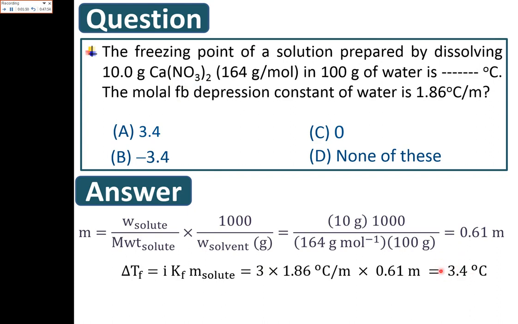Is this the new freezing point? Because we will have 3.4 here. Is this the correct answer? No. This is the depression. How about the new freezing point? The new freezing point will equal 0 minus 3.4, which is minus 3.4. So the correct answer will be B here. So you should differentiate between the depression and the freezing point of the solution.